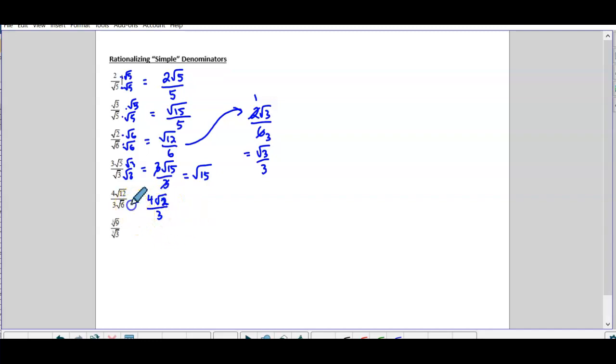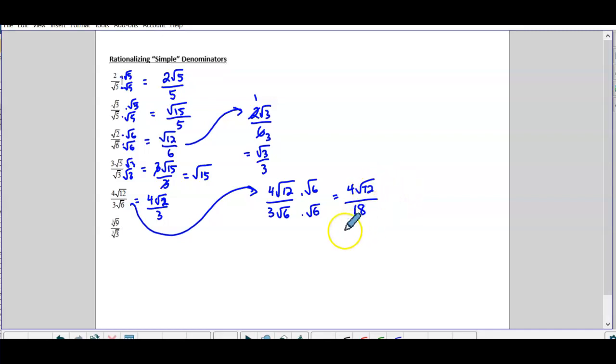Now, saying that, what would we do if we didn't notice that? Okay, well, this is the original question. You could simplify that if you wanted to. I wait till the end because you may have to simplify twice. If you didn't notice that 6 goes into 12, then you'd multiply numerator and denominator by root 6. So that'd be 4 root 72 over 3 times 6, which is 18.